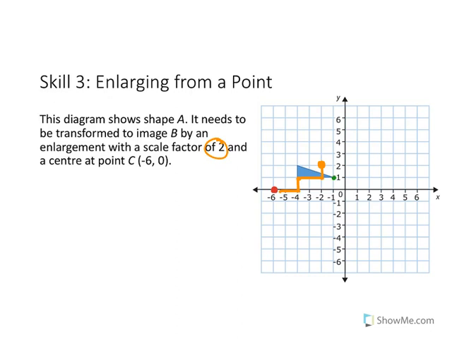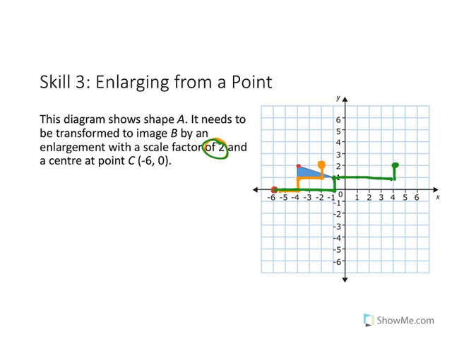So I will do this now with this vertex at (-1, 1). So I travel 1, 2, 3, 4, 5 to the right and 1 up. So I will do the same thing again. 1, 2, 3, 4, 5, and 1 up. Because you have to do it twice since it's a scale factor of 2. If it was a scale factor of 3, you would do that 3 times.